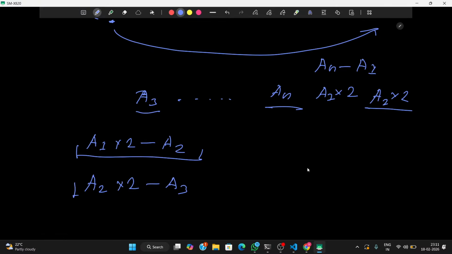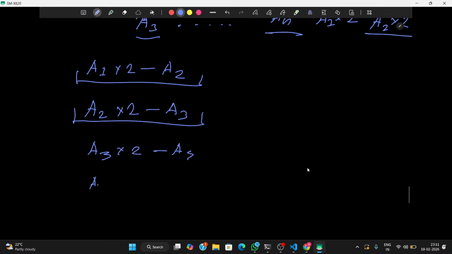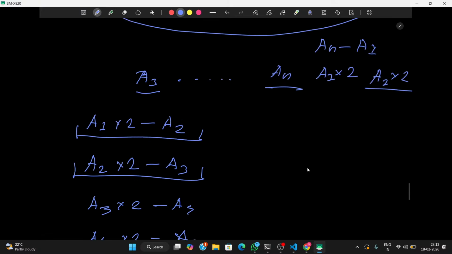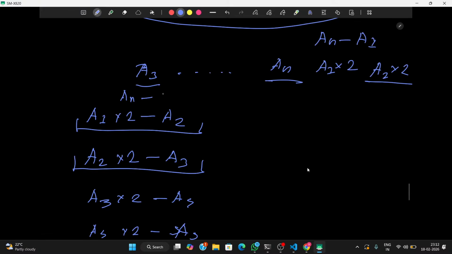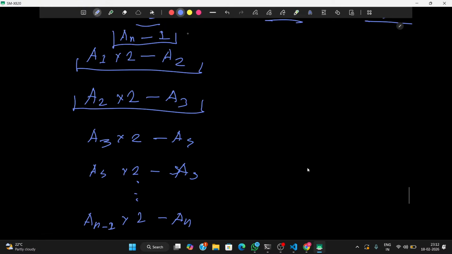That's our answer. We can do this. In a similar fashion, we can convert our answer to A3 into 2 minus A4. We can convert our answer to A4 into 2 minus A5. In a similar fashion, we can convert our answer to AN minus 1 into 2 minus AN. And the first possible answer was always there, AN minus A1. These are all the possible answers that we can make right now. So we will simply take the minimum of all of these answers that we are able to make, and that will be our answer.